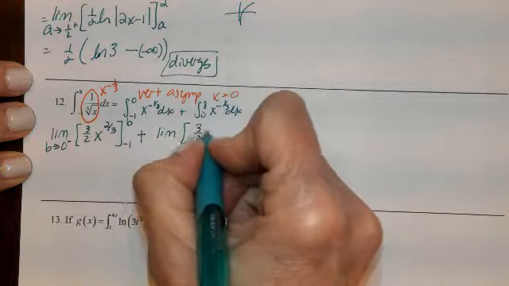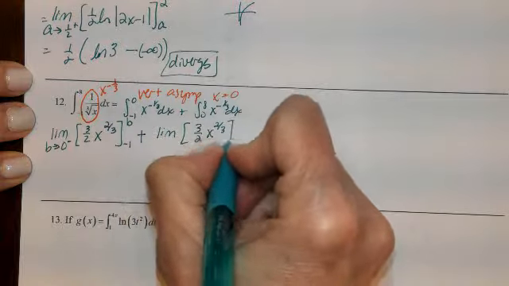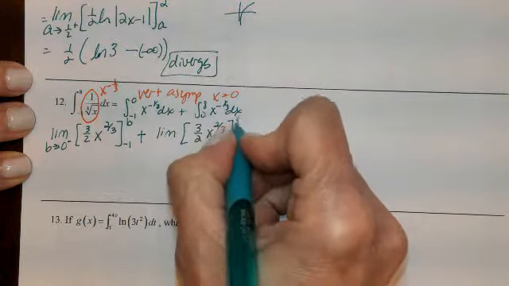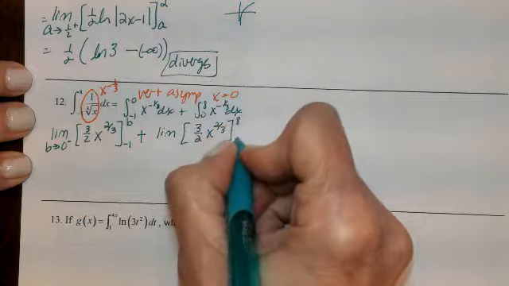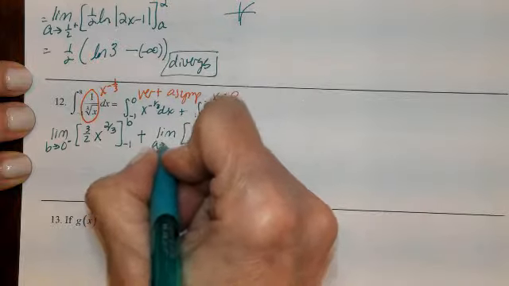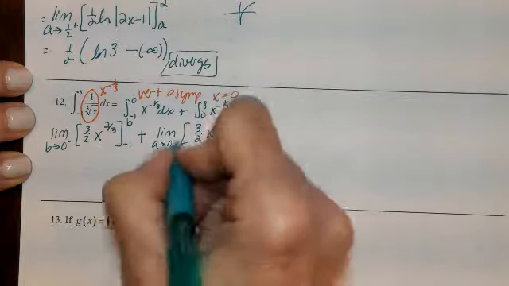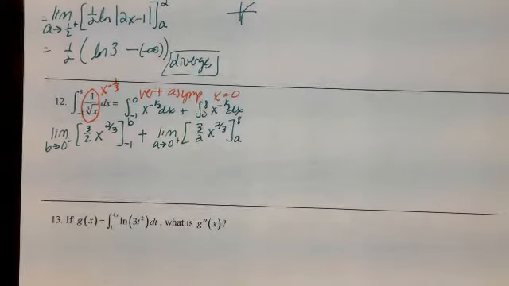still 3/2 x to the 2/3. This time we're going from 0 to 8. The 8 this time is fine, but the 0, I'm going to write that as an a and let a go to 0, specifically from its right. Okay.